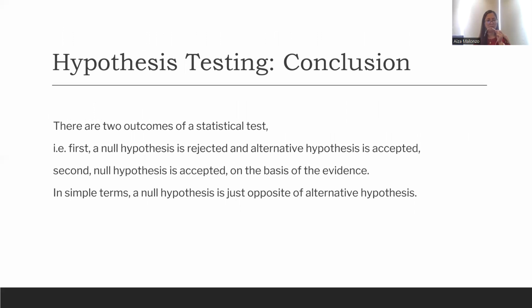So, the conclusion: there are two outcomes of statistical tests. First, a null hypothesis is rejected and an alternative hypothesis is accepted. Second, the null hypothesis is accepted on the basis of the evidence. In simple terms, a null hypothesis is just the opposite of the alternative hypothesis.